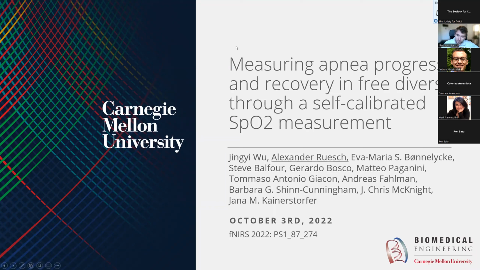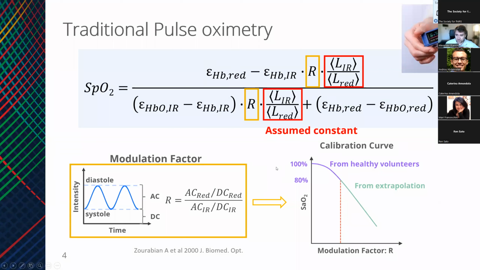My name is Alex, but I will be filling in for Jingyi Wu, who together with Jana Keinersdorfer at Carnegie Mellon is developing this self-calibrated pulse oximeter. Traditional pulse oximetry uses 2 different wavelengths, typically red and infrared. If you take the modified Beer-Lambert law for both of them and solve it for SpO2, you get an equation like the one on the top. The input to this equation is the modulation factor, or the ratio of ratios, R.